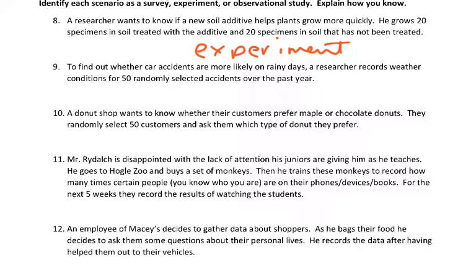Number 9, to find out whether car accidents are more likely on rainy days, a researcher records weather conditions for 50 randomly selected accidents over the past year. So he's not running an experiment. He's not making rain and then checking to see if cars get in accidents. He's also not asking people what the weather was like when they got in accidents. He's observing, or looking at the data that recorded what the weather was like. So that would be an observational study.